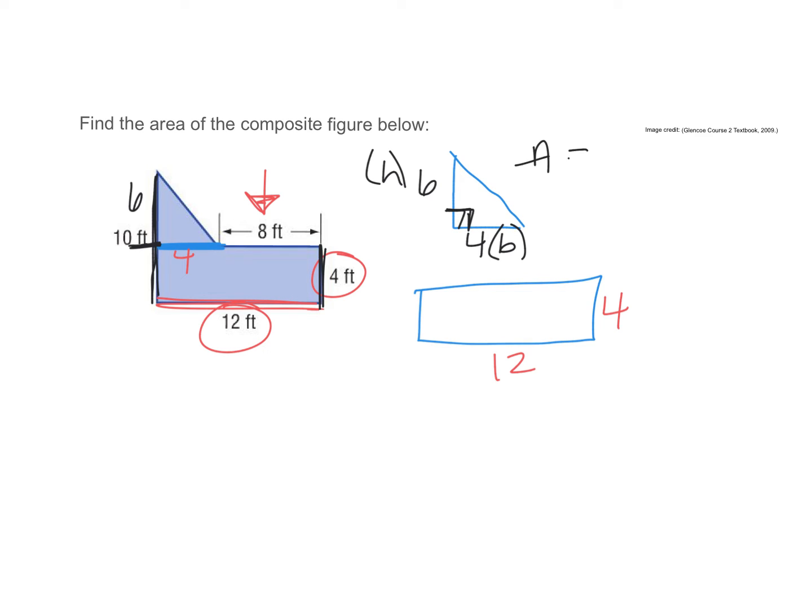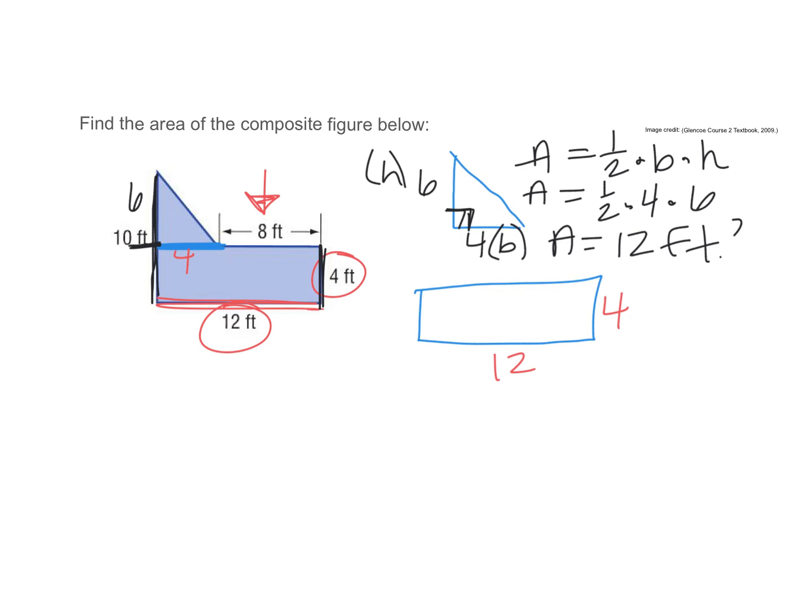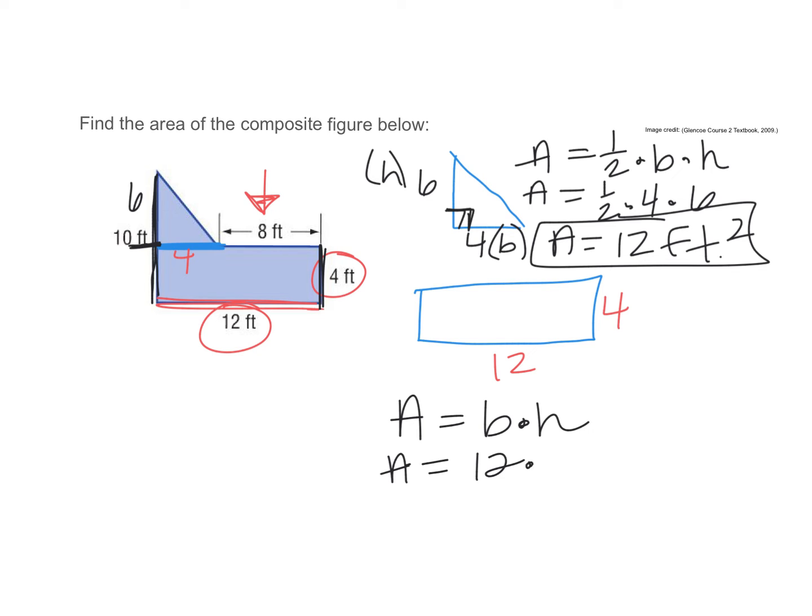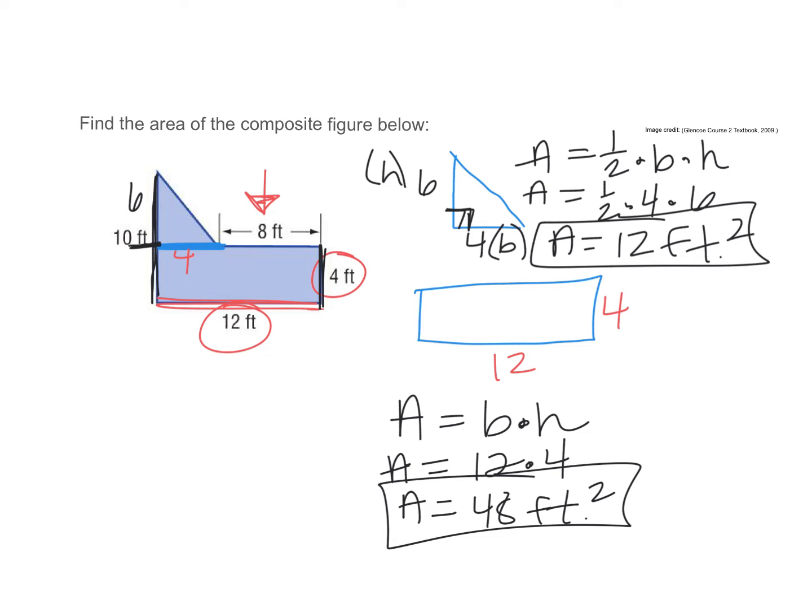Okay, remember the area of a triangle is 1/2 times base times height. So I'm going to do 1/2 times 4 times 6. Half of 4 is 2 times 6 is 12. So the area of the triangle is 12 feet squared. And then for the rectangle, we have base times height, so the area is just going to be 12 times 4, which is 48 feet squared.